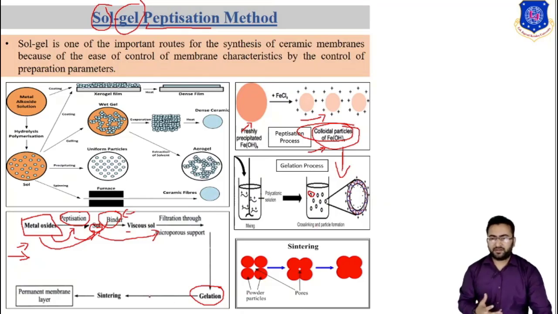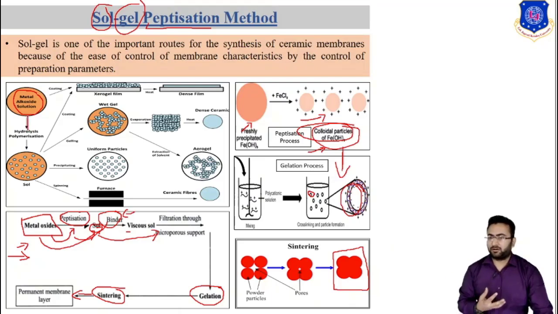After the gelation process, the sintering process will start. In the sintering process, we are going to merge these particles and convert them into a solid. Due to this sintering process, we will get a porous membrane layer. So in this method, metal oxide is used.